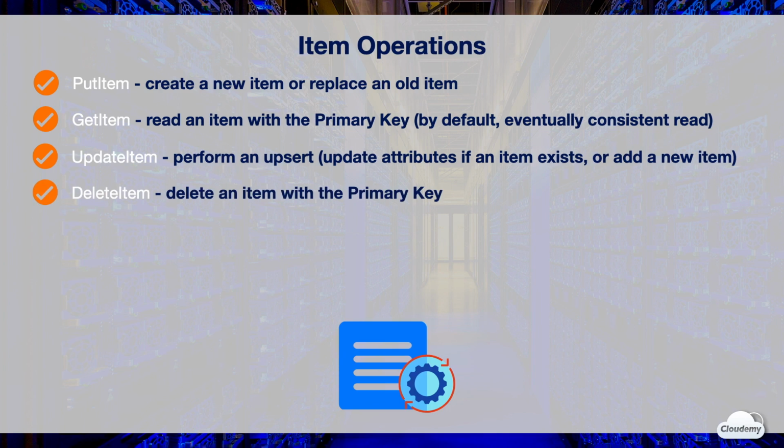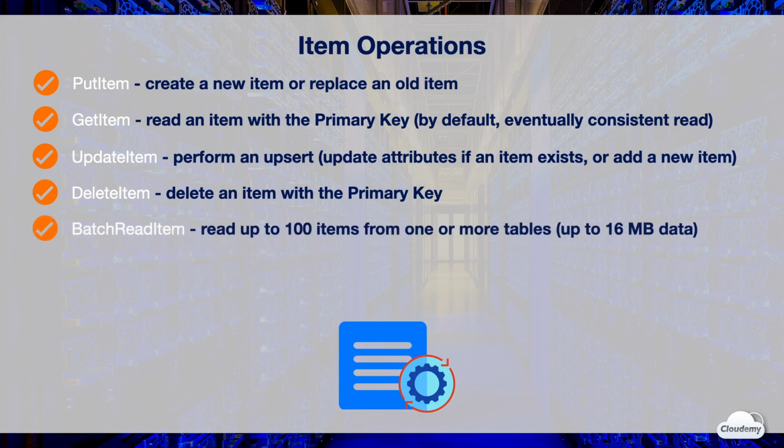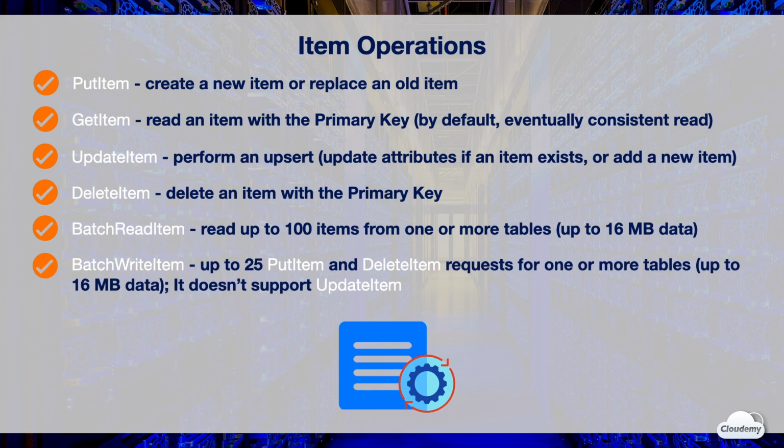In addition to the basic CRUD operations, DynamoDB also provides bulk read and bulk write operations. The BatchReadItem operation can read up to 100 items from one or more tables, and return up to 16 megabytes of data. The BatchWriteItem operation can combine up to 25 PutItem and DeleteItem requests for one or more tables, and write up to 16 megabytes of data. BatchWriteItem doesn't support the UpdateItem request.